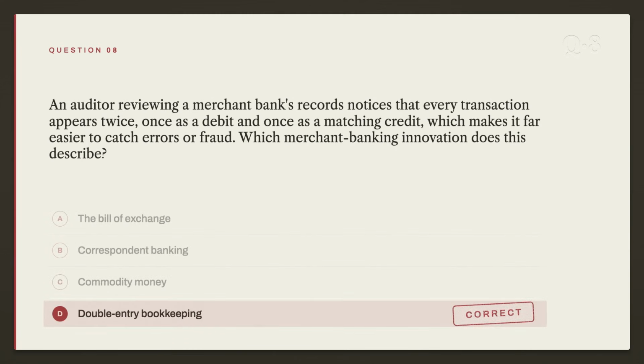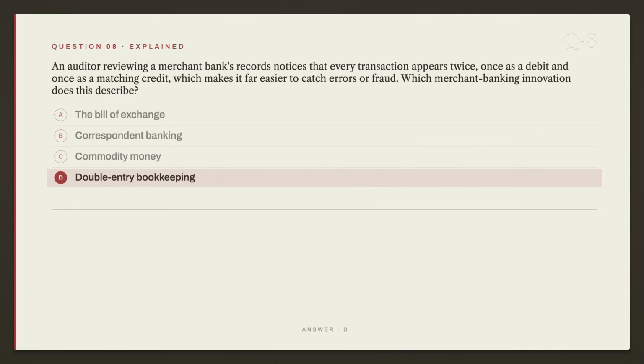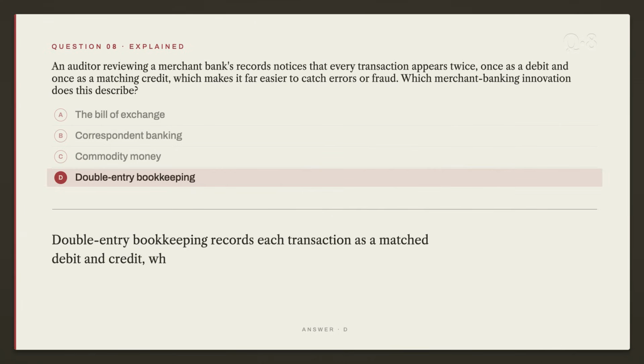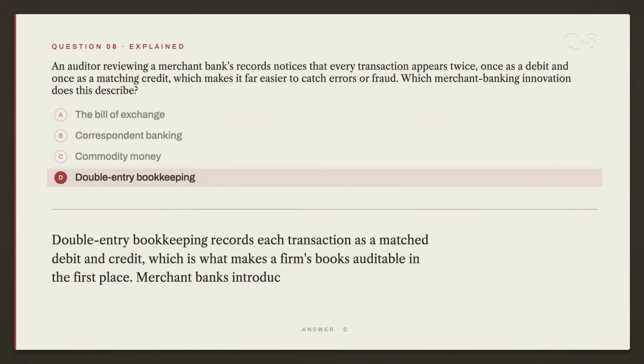The correct answer is D. Double entry bookkeeping. D is correct because double entry bookkeeping records each transaction as a matched debit and credit, which is what makes a firm's books auditable in the first place. Merchant banks introduced the method and passed it to commerce generally. The matched pair described in the scenario is the defining feature.